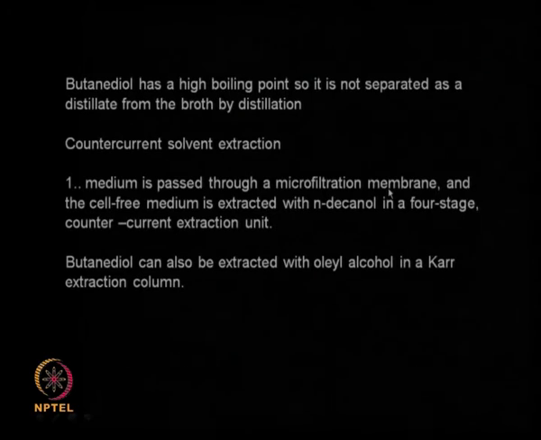So, how do you do it? First, the medium is passed through a filtration membrane. Once it passes through, the cell free medium is obtained, and then you use a solvent for extraction, for example N-decanol. You can use a 4-stage countercurrent extraction. So, what does countercurrent mean? The broth which is free of cells passes in one direction, and the extracting solvent like N-decanol passes through another direction. That is what is called countercurrent. So, butanediol is extracted using a 4-stage countercurrent. You can also use a Karr extraction column for extracting butanediol. Here oleyl alcohol is used as a solvent.